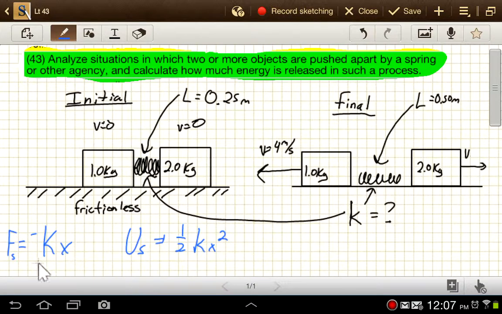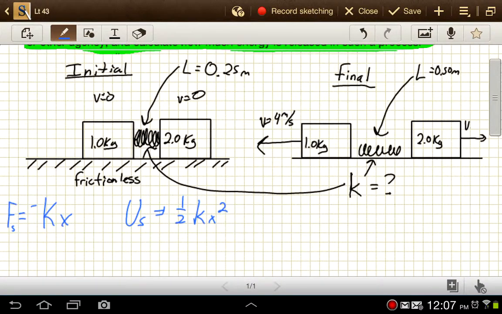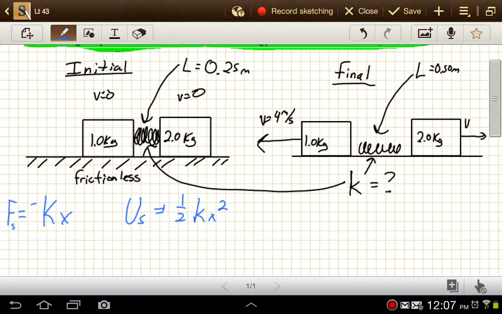So K is what we're looking for. We won't know that in either equation. X we can figure out based on the length when it was stretched or not stretched and when it was compressed. And then we need to get some information about either the force for that spring or the amount of energy stored there.